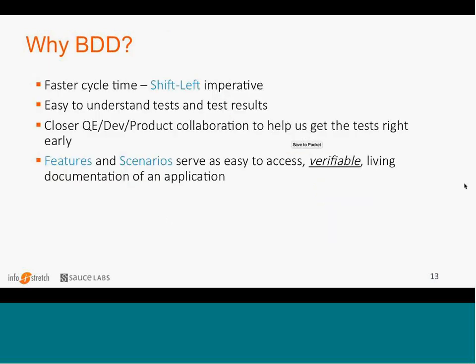So why BDD, right? The faster cycle time, early adoption of user scenarios by everyone within the team, shift left, imperative to understand test scenarios and test results. Close collaboration of QEs, devs, and the product teams helps us get tests right early enough, as well as increasing the test coverage.